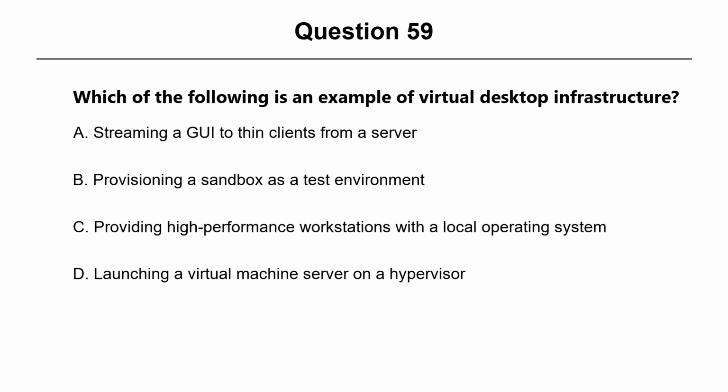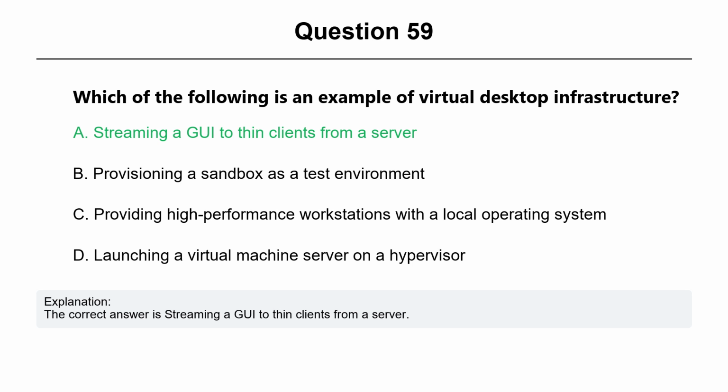Question 59. Which of the following is an example of virtual desktop infrastructure? Option A, streaming a GUI to thin clients from a server. Option B, provisioning a sandbox as a test environment. Option C, providing high-performance workstations with a local operating system. Option D, launching a virtual machine server on a hypervisor. The correct answer is option A, streaming a GUI to thin clients from a server.